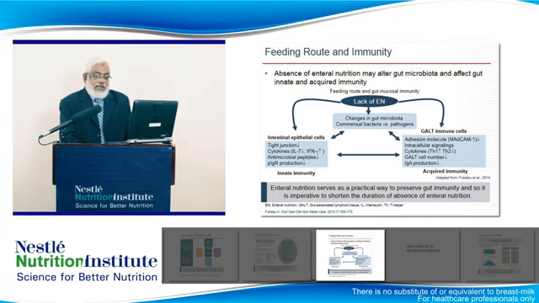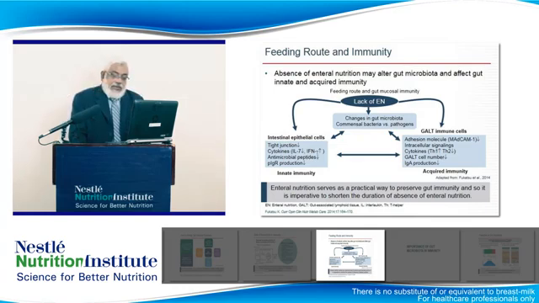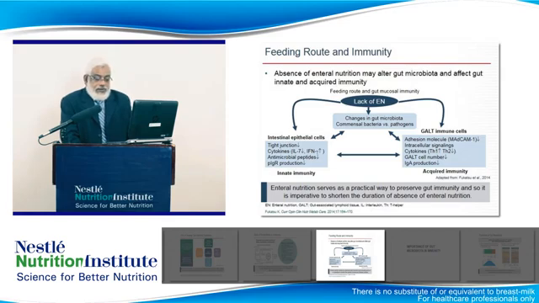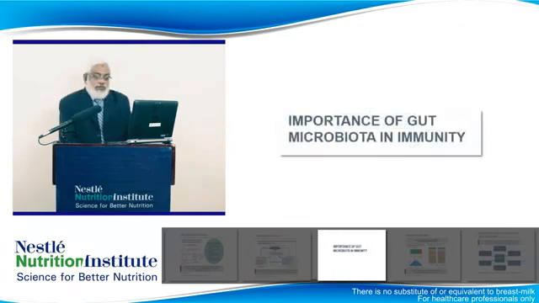Feeding route and immunity. Absence of enteral nutrition may alter the gut microbiota and affect gut innate and acquired immunity. Lack of enteral nutrition hampers innate immunity and acquired immunity. Enteral nutrition serves as a practical way to preserve gut immunity, and so it is imperative to shorten the duration of absence of enteral nutrition. Importance of gut microbiota in immunity.